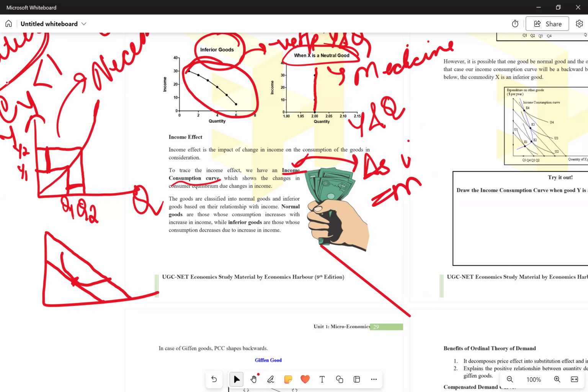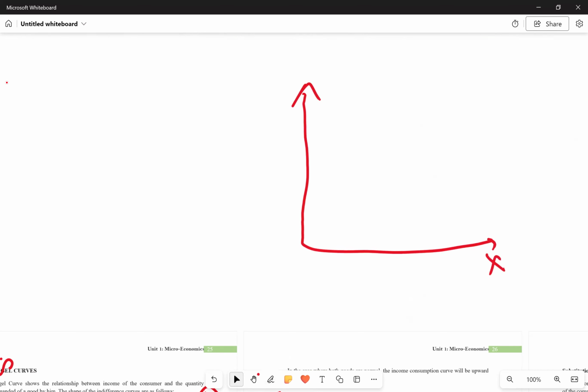Now we have to understand the shape of the income consumption curve. This can be asked in the sense, let's just do this our way. This is good x and good y. This is your income initially. Now income increases.